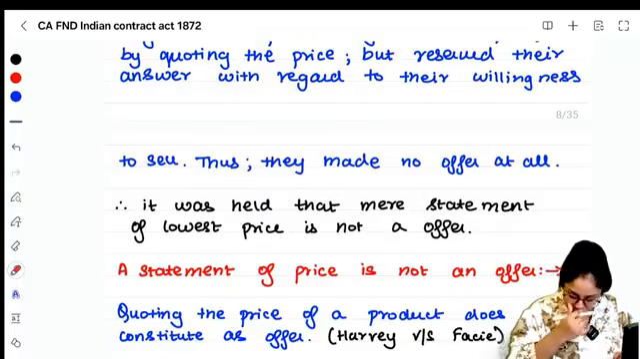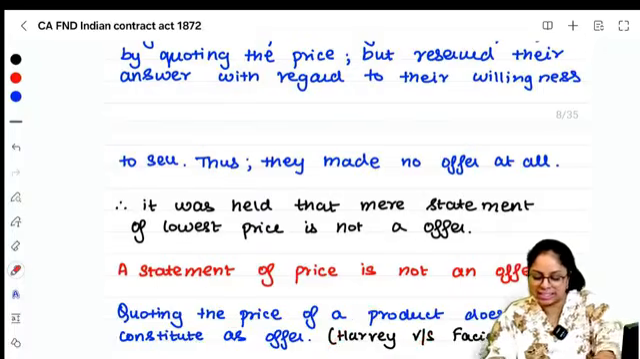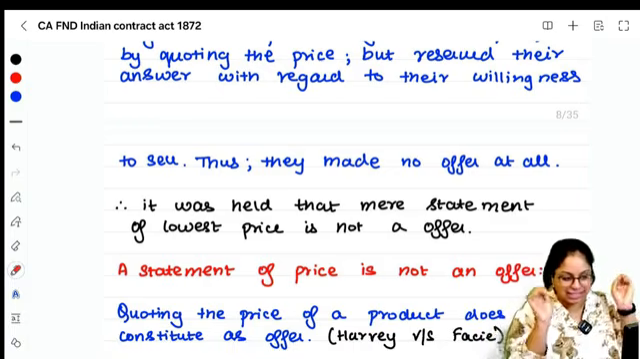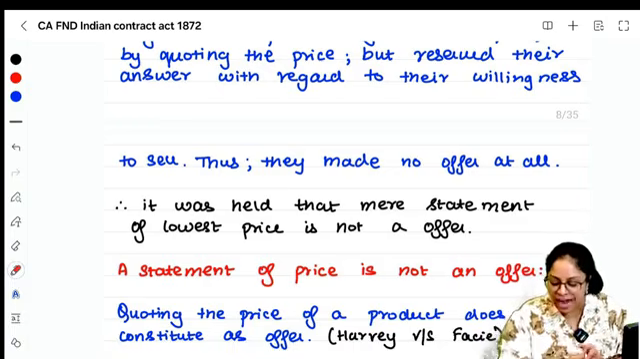It will lapse. What happens to the original offer? It will lapse. Is that absolutely clear? So all the points we have covered, I will repeat again. See whether you know all of these points. Essentials of a valid acceptance.